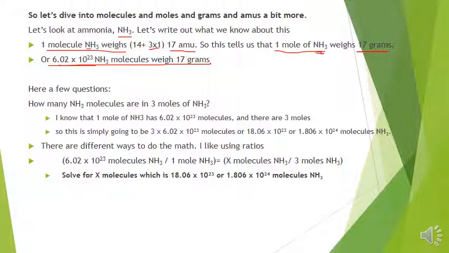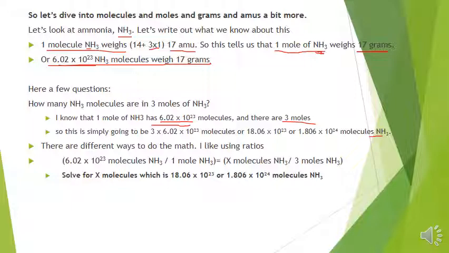All right, so I'm going to go over some problems, and I think this relates to your question. First one: how many NH3 molecules are in 3 moles of NH3? Well, I know 1 mole of NH3 is 6.02 times 10 to the 23rd, and there are 3 moles. So every mole is this amount. That means I have 3 times 6.02 times 10 to the 23rd, or 18.06 times 10 to the 23rd, or 1.806 times 10 to the 24th molecules of NH3.